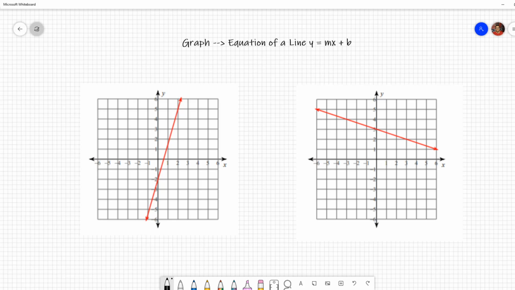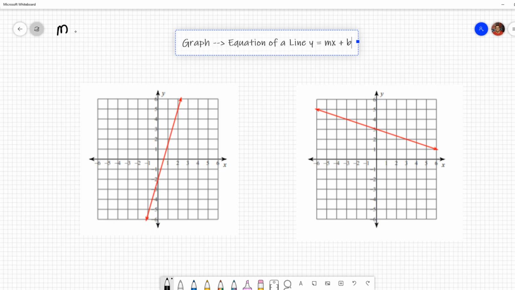A couple things to keep in mind before we get into it. Y and x in the equation really stay the same. They're going to be placeholders. We're going to describe what those do during class next week. But the most important thing is that we have these other two letters, m and b.